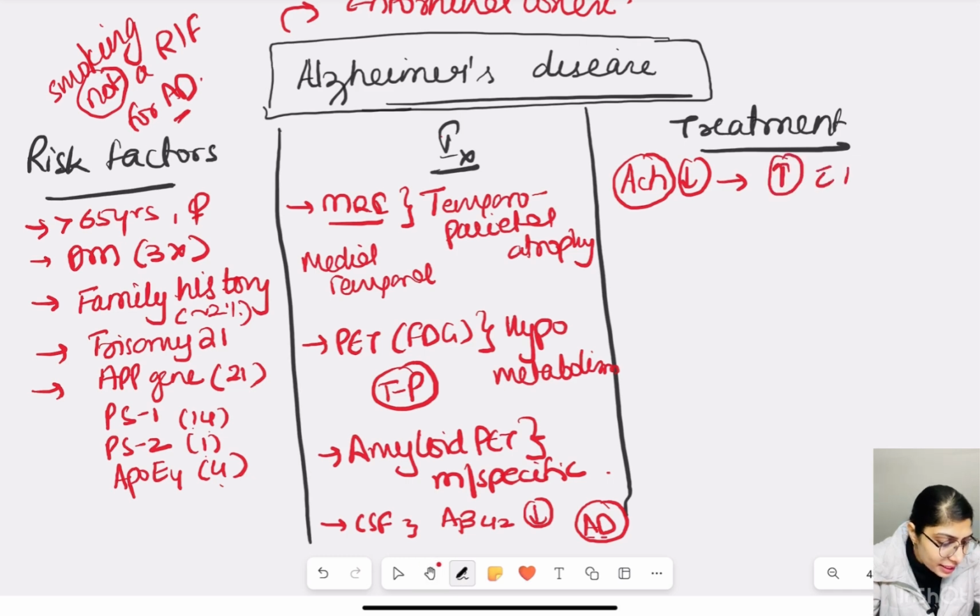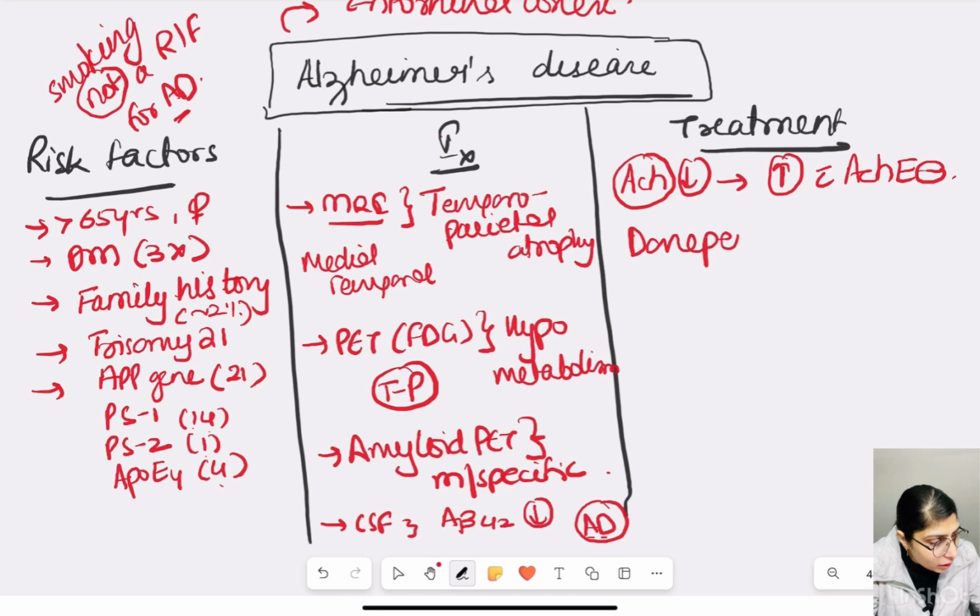Acetylcholine levels decrease in AD, so we try to increase the levels with acetylcholinesterase inhibitors. Acetylcholinesterase is an enzyme that cuts down acetylcholine. So if we give acetylcholinesterase inhibitors, if we remove acetylcholinesterase enzyme, obviously the acetylcholine will not be broken down and it will increase. So we are trying to increase the acetylcholine levels by giving acetylcholinesterase inhibitors.